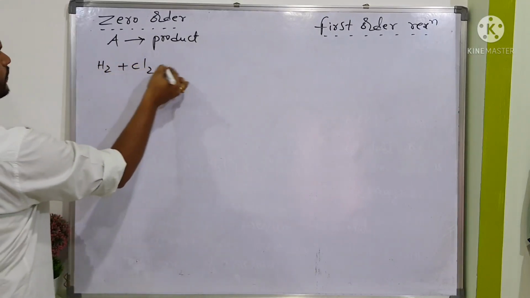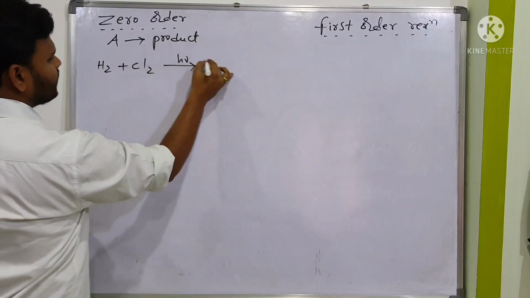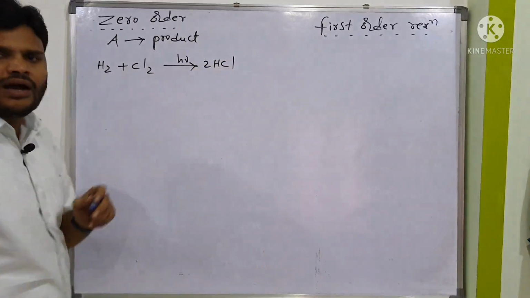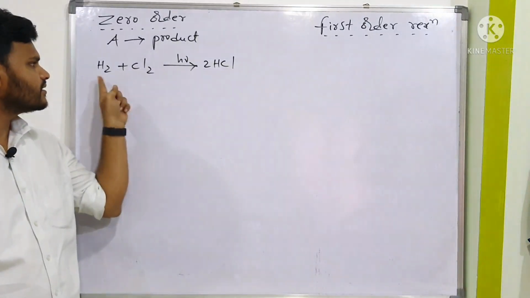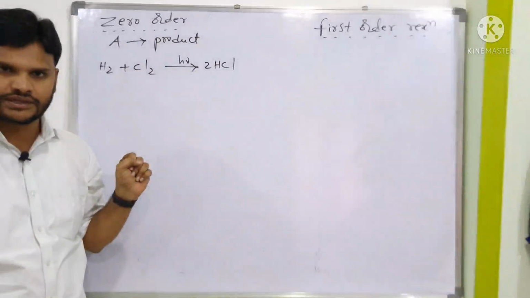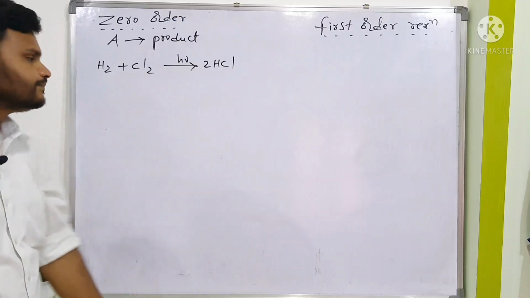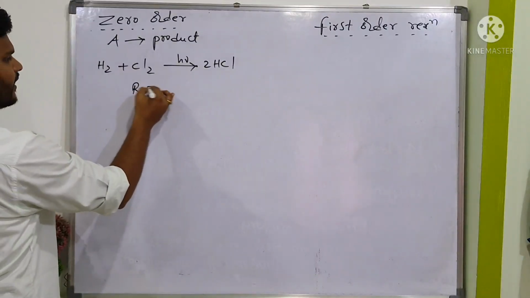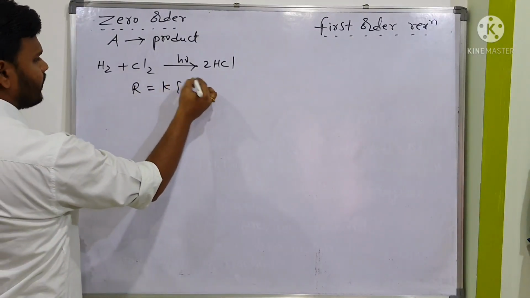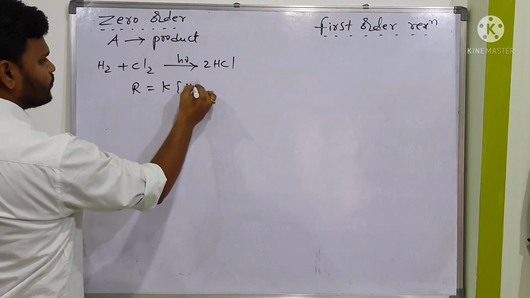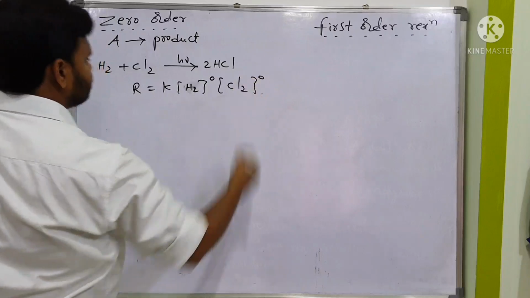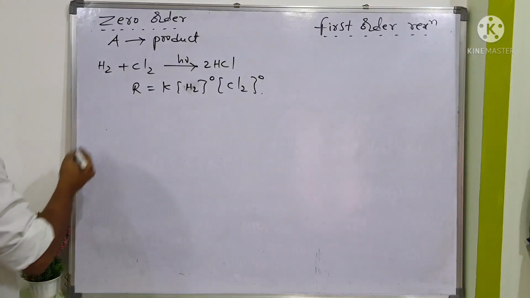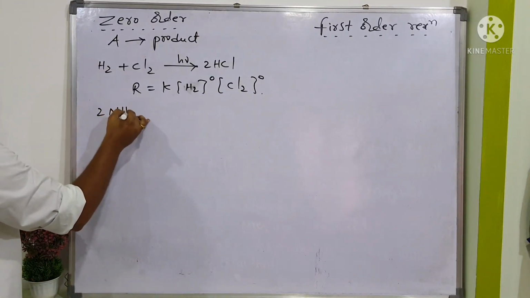Let's take one example, suitable examples. H2 plus Cl2 in the presence of sunlight to form 2HCl. Already I have given this equation. Here rate of reaction does not depend upon concentration of H2 and Cl2, it depends upon sunlight. So you can write like this: rate equal to K[H2] power 0 [Cl2] power 0.